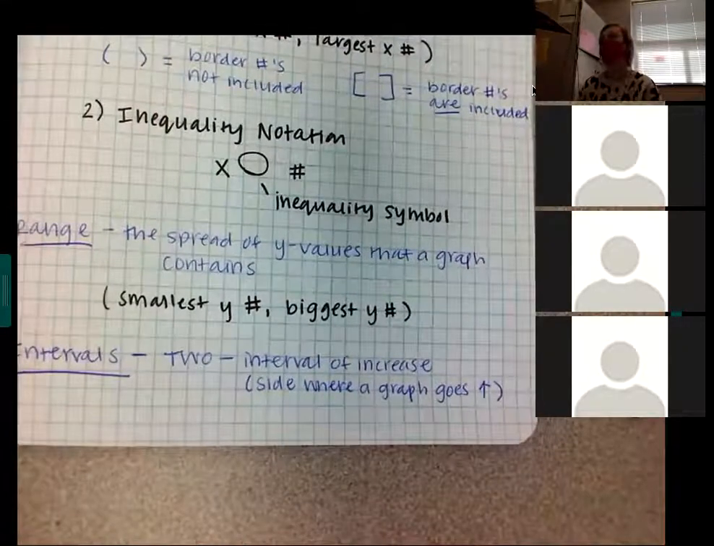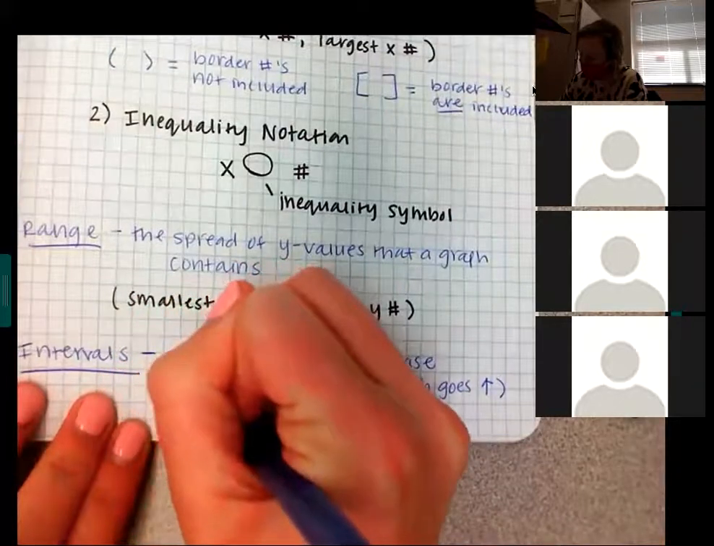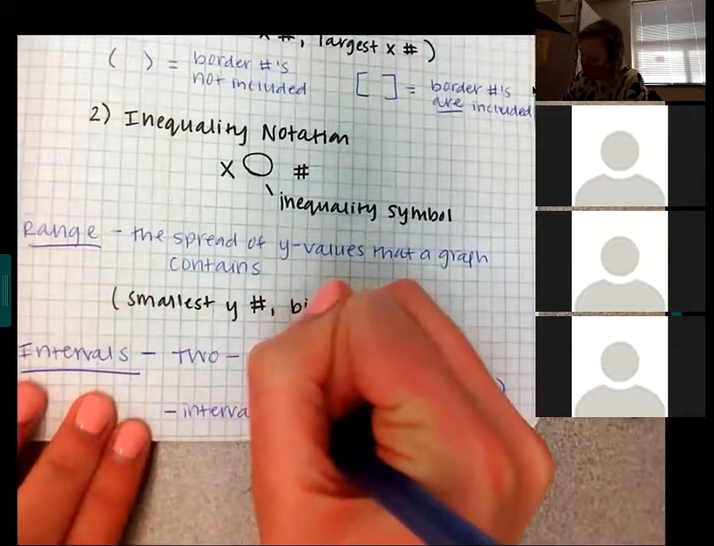Goes up. I just abbreviated. And then you also have an interval of decrease, and that's the side where the graph is going to go where?